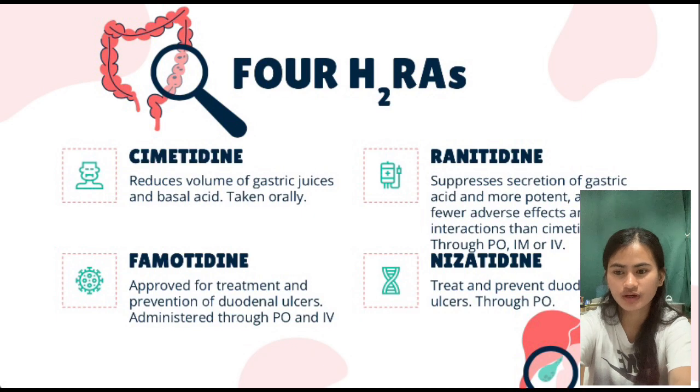For the histamine 2 receptor antagonists, we have cimetidine. It reduces the volume of gastric juices and basal acid. It is taken orally. Ranitidine suppresses secretion of gastric acids, more potent and with fewer adverse effects and drug interactions than cimetidine. It is taken orally and through intramuscular and intravenous routes.